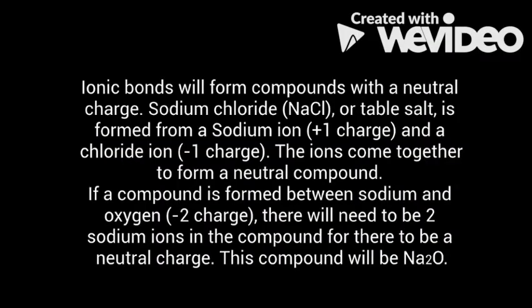Ionic bonds will form compounds with a neutral charge. Sodium chloride, or table salt, is formed from a sodium ion, which has a +1 charge, and a chloride ion, which has a charge of -1. The ions come together to form a neutral compound. If a compound is formed between sodium and oxygen, which has a charge of -2, there will need to be 2 sodium ions in the compound for there to be a neutral charge.